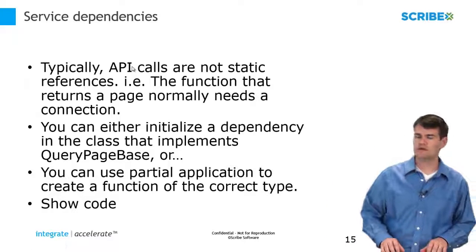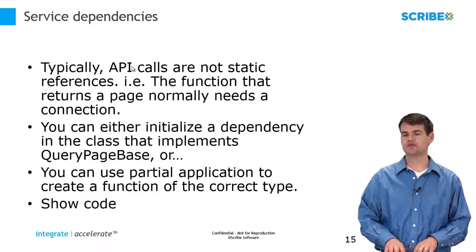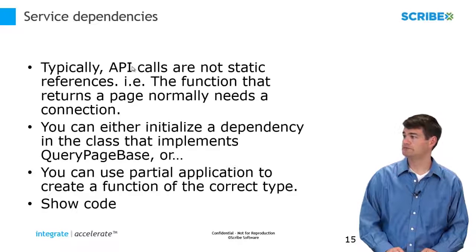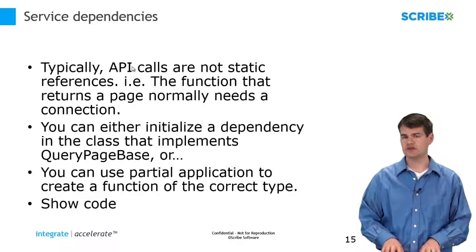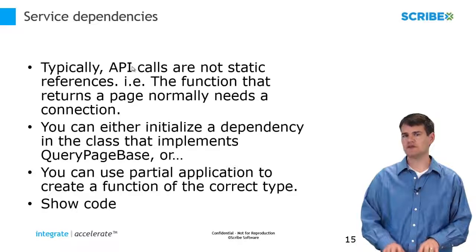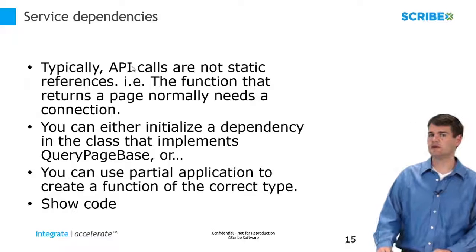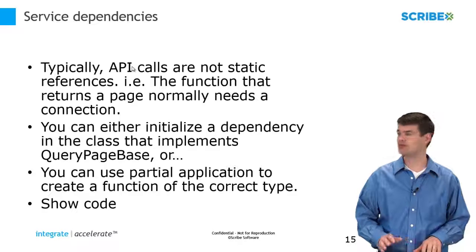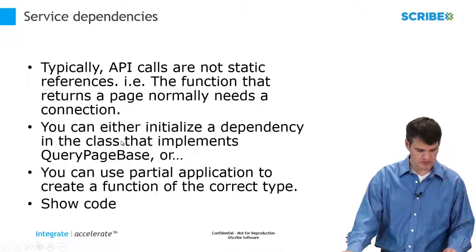If you looked at that implementation, you might have noticed that the implementation for the name service was against a static member. Typically that's not actually the case. Typically you have to instantiate a service, authenticate against that service, and then use that service to make the call. There are a couple of different ways to implement that, but I wanted to show you one other technique that you could use for the more functional method. We could initialize that dependency in the query page base, and I'll go back to the code for that.